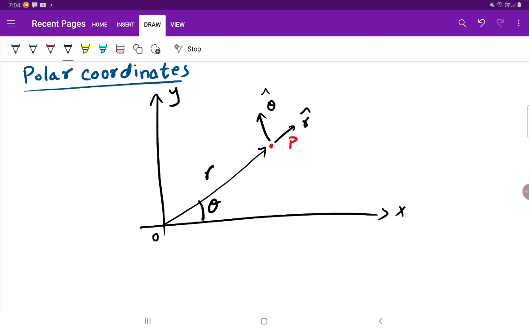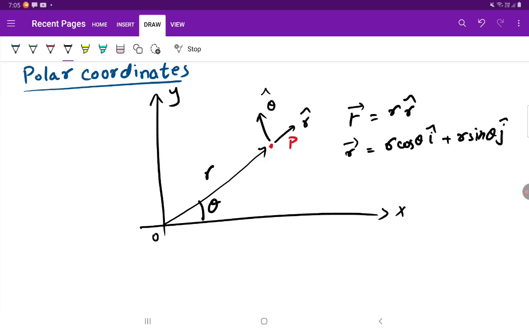Now, to represent the positional coordinates of point P, the position vector r vector is equal to r r cap. If it was the Cartesian system, we would have written r vector equals r cos theta i cap plus r sin theta j cap, right? Similarly, in polar coordinates it's really simple to write, because it's just r r cap. I hope you understand it.